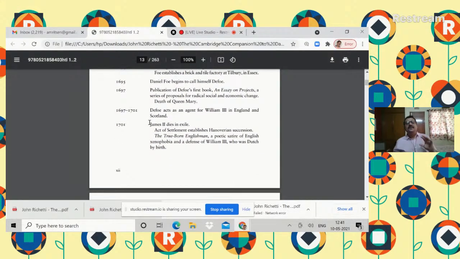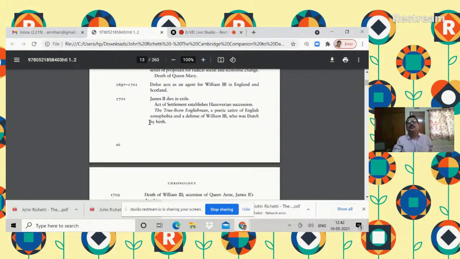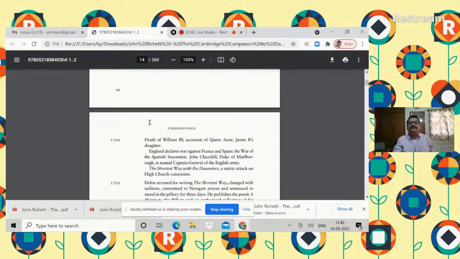Now, in 1701, he's writing The True-Born Englishman, a poetic satire of English xenophobia and a defense of William III, William of Orange, who's actually Dutch. Now, the prefix D is often associated with Dutch prefixes. So at this point in time, this change of identity might have had something to do with the reference to his allegiance to the king.